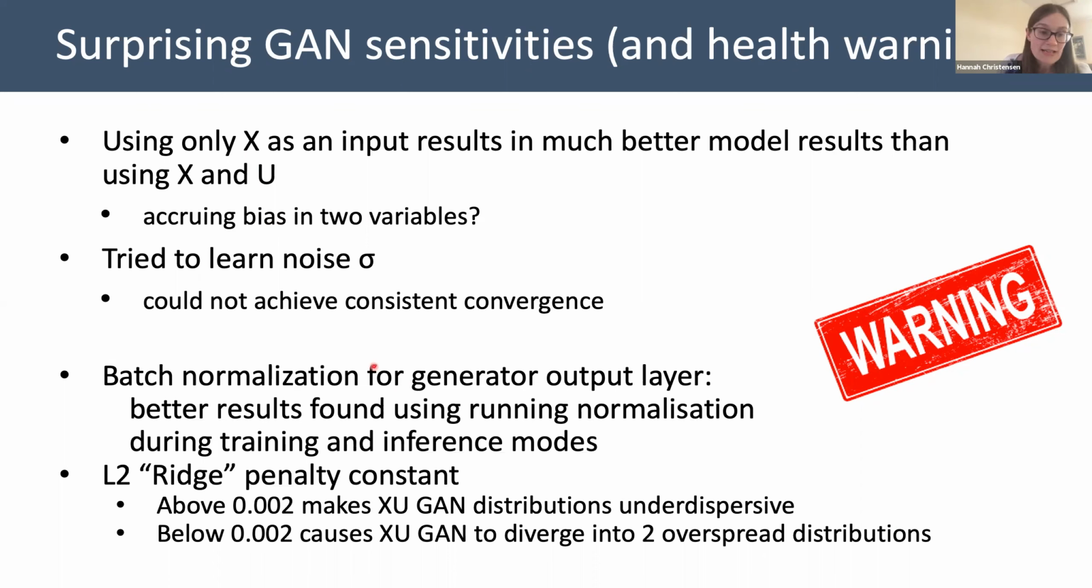There were also quite a lot of sensitivities to some of the choices that we made in the training, in some of the hyperparameters. The batch normalization was found to be very important for getting stable results. And there was a very strong sensitivity to the regularization that we were using, this ridge penalty. If we set the penalty too high, we ended up with very underdispersive distributions. This is penalizing overly complicated models. But if we had it too low, we had very overdispersive distributions. So it was trying to find a sweet spot in this parameter.